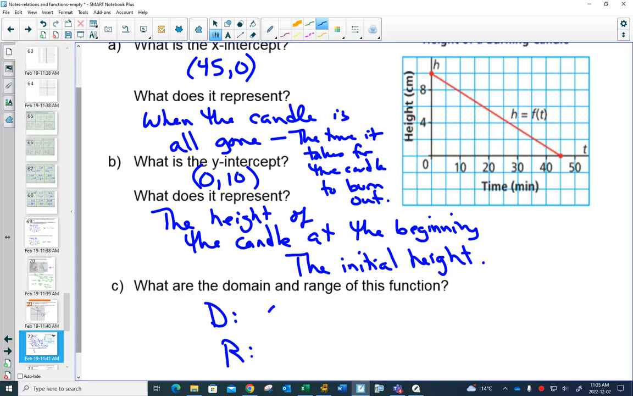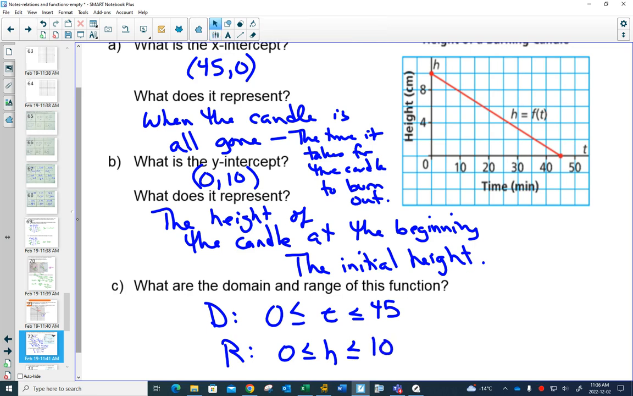All right, how did you do for domain? Ooh, it's a T. Sneaky. 0 is less than or equal to T, less than or equal to 45. In this case, it has a T listed and an H listed on this graph. If you had an X, it wouldn't be wrong, it might be a half mark. But we should be careful in that. Same thing for range: 0 is less than or equal to H, less than or equal to 10.